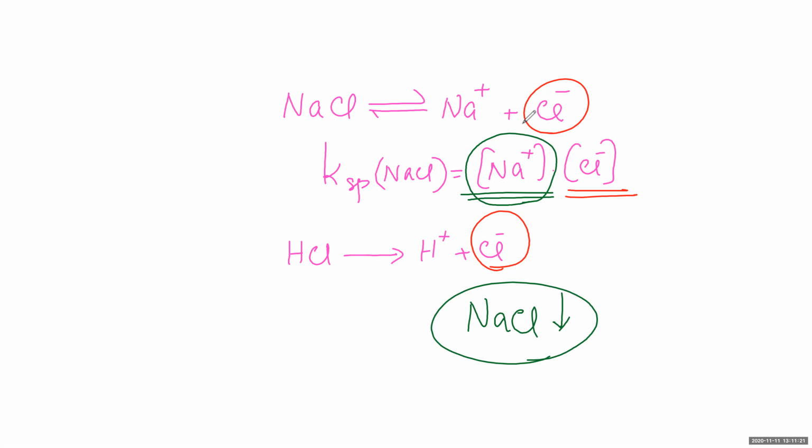In the common ion effect, what is the principle behind it? The precipitation of sodium chloride occurs when a strong electrolyte containing a common ion is added. For example, HCl is added. Then there is precipitation, the common ion effect. That is one explanation for the precipitation or purification of sodium chloride.